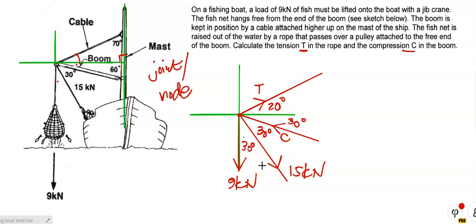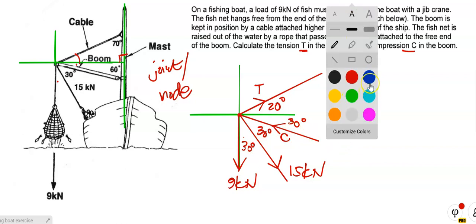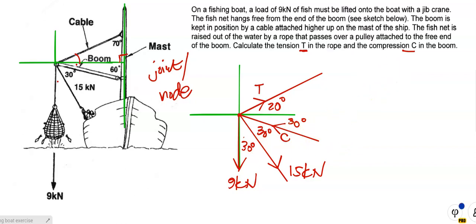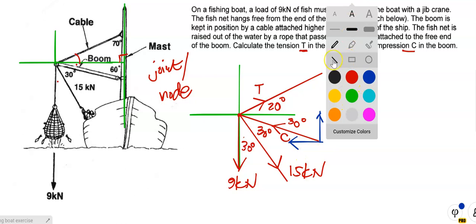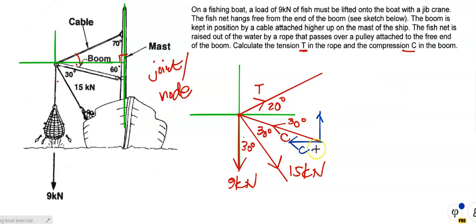Next thing I do is I resolve into components. Let me change the color here. I'm going to say that is 30, so that's 30 there. So that's going to be C cos 30. You know why it's that. C cos 30. And that's going to be C sine 30.